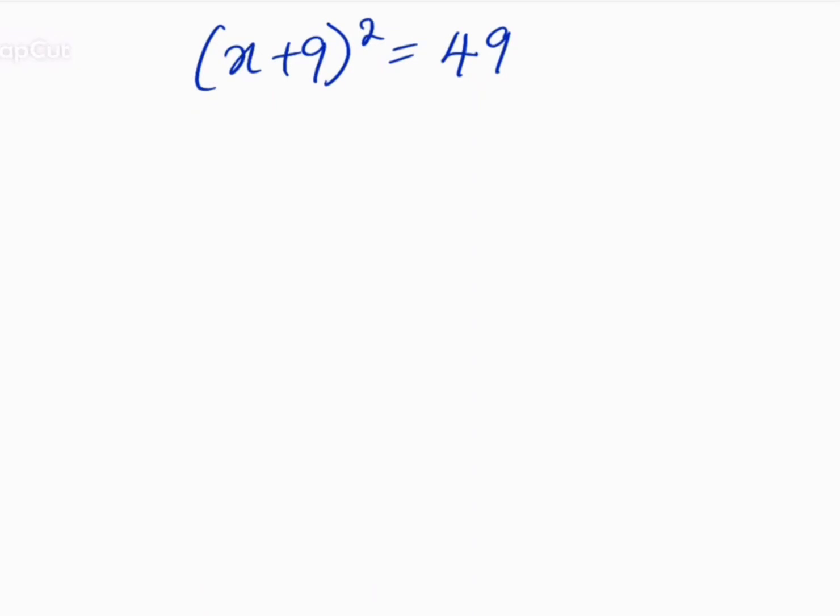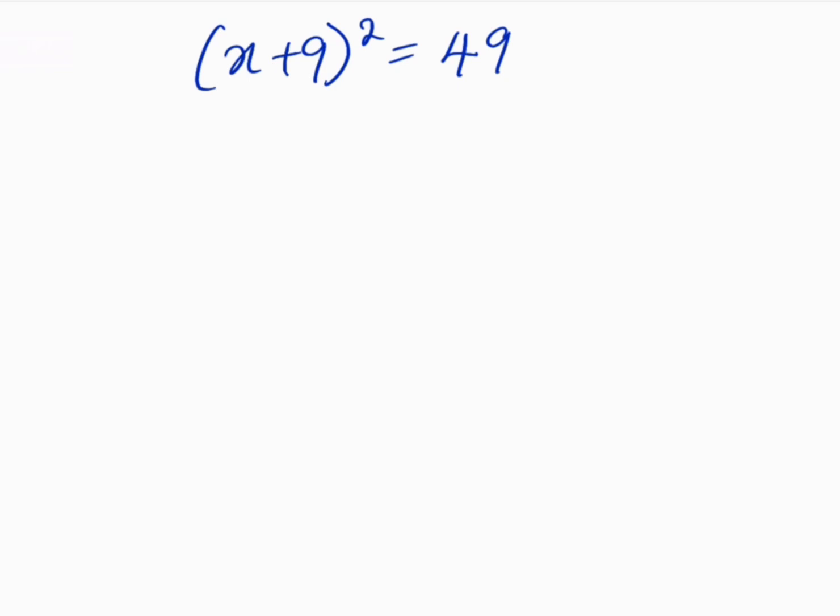Everyone, in this lesson we will solve this equation before us, which is saying that (x + 9)² = 49, and our target is to find the value of x. Now, solving this to get the value of x is really an easy thing, and in this lesson I'm going to solve it in two different ways.